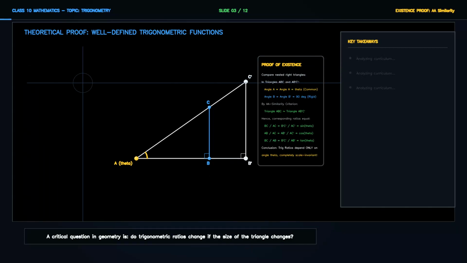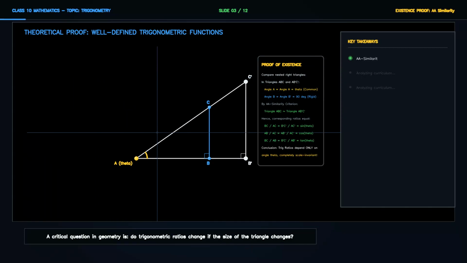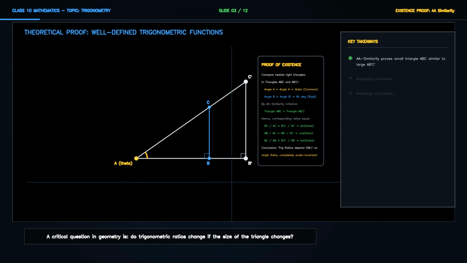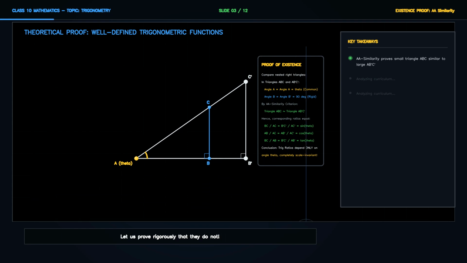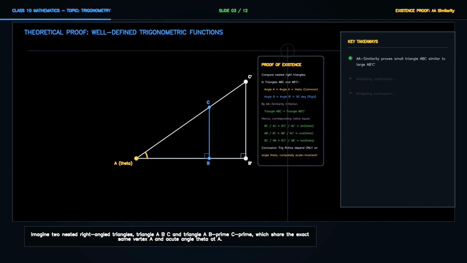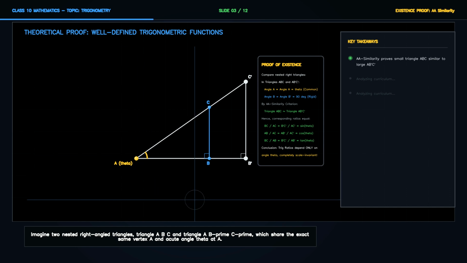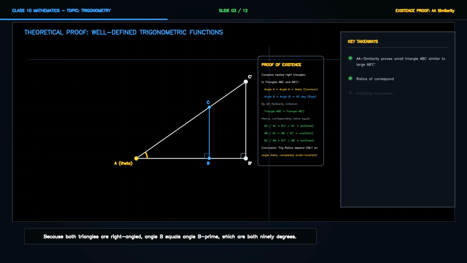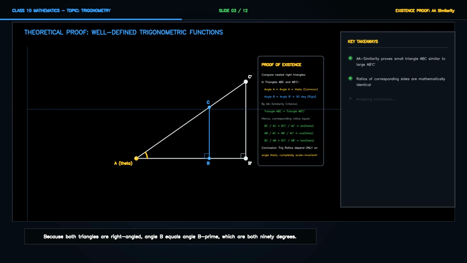A critical question in geometry is, do trigonometric ratios change if the size of the triangle changes? Let us prove rigorously that they do not. Imagine two nested right-angled triangles, triangle ABC and triangle AB'C', which share the exact same vertex A and acute angle theta at A. Because both triangles are right-angled, angle B equals angle B', which are both 90 degrees.